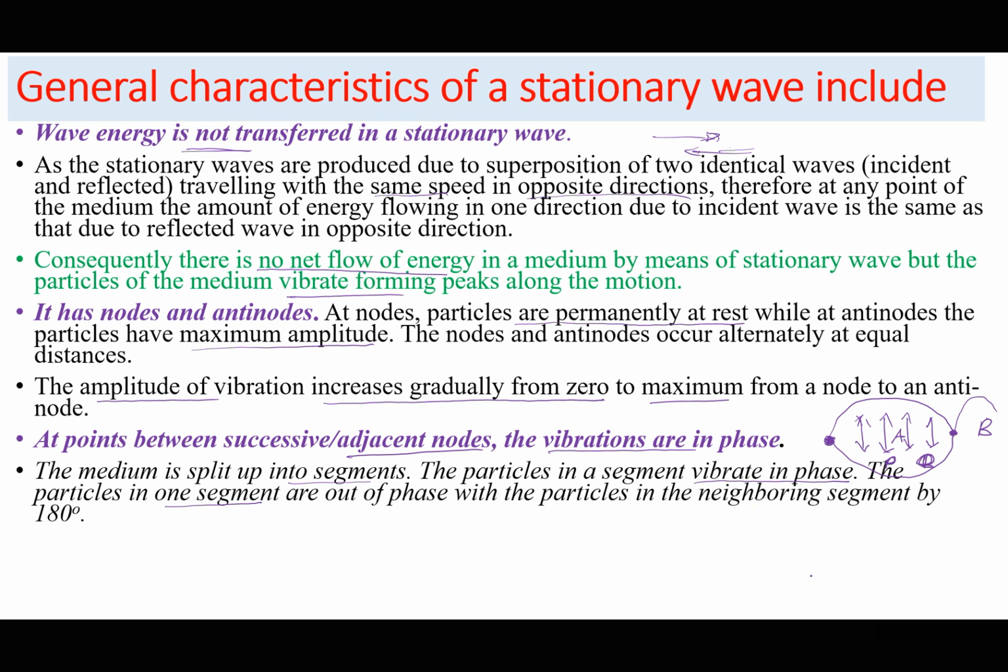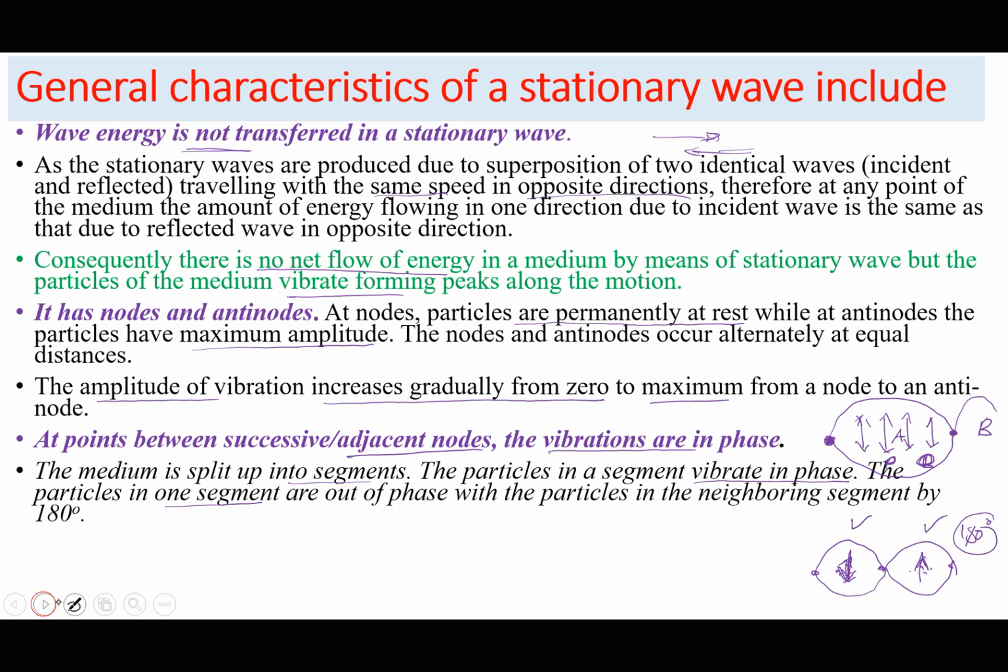So like I said, let's say we have three nodes here. This is going to be one segment and the other one is going to be another segment. So the particles here are all in phase with each other. But if the particles here are vibrating downwards, the particles here are going to be vibrating upwards. So this is a segment and this is a segment. Particles in the two neighboring segments will always vibrate 180 degrees out of phase. That is for a stationary wave.